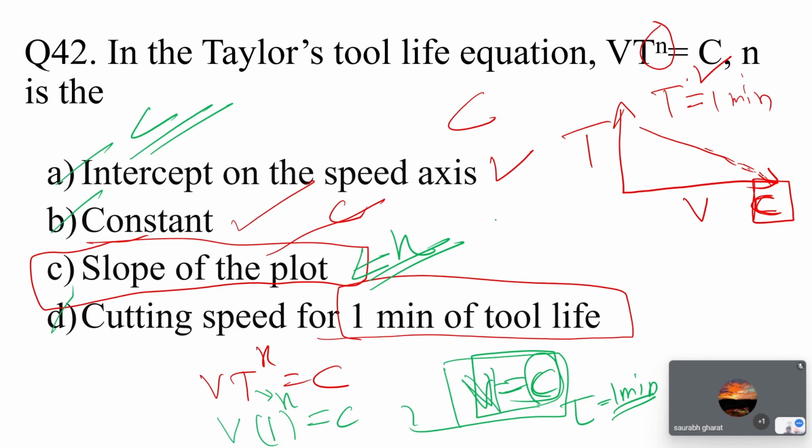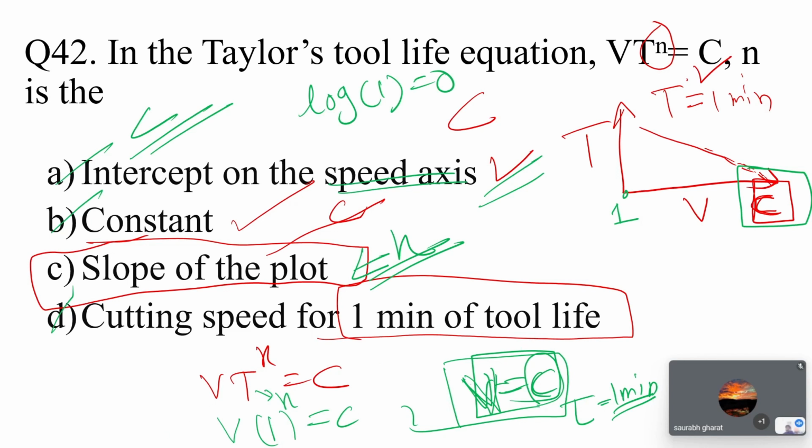This is why you can say that it is the intercept. Why are you taking it as an intercept? Because T is 1 here, and it is a log scale. What is Taylor's tool life equation? It's a log scale. What is the log of 1? 0. So at the value of 1, it should intersect at the cutting speed, the speed axis. This is why we consider it the intercept on the speed axis. Again here they are asking cutting speed for 1 minute of tool life.